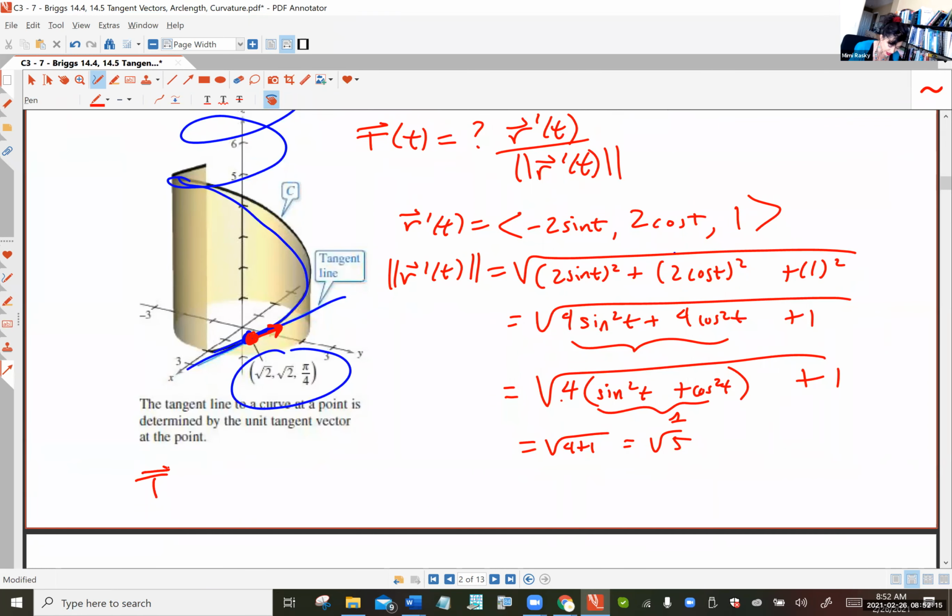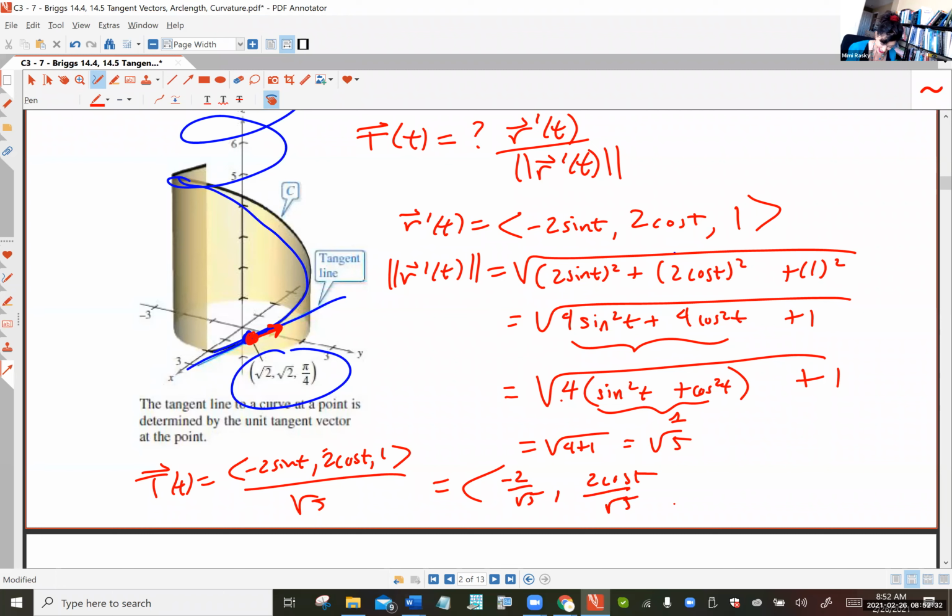And now you can put big T together, because you're going to unitize this derivative. Okay, and we'll divide everything by square root of 5. Fantastic. And then when I distribute my scalar, oh man. Technology, you can't live with it and you can't live without it.